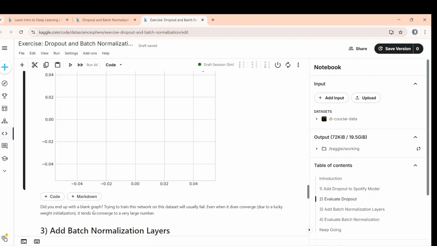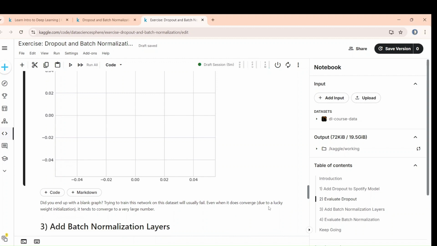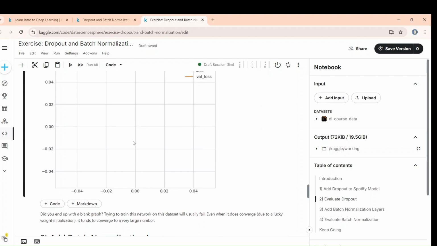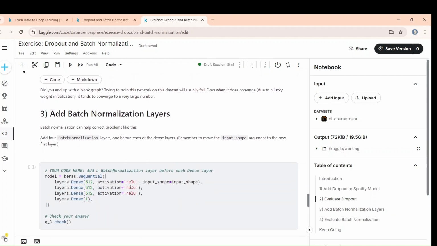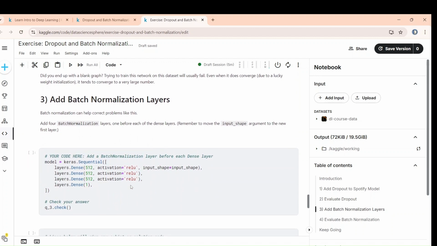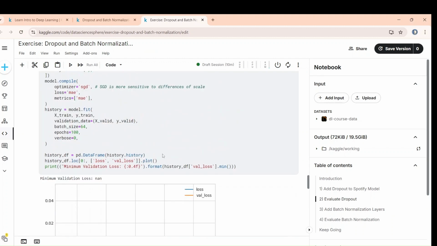Did you end up with a blank graph? Trying to train this network on this dataset will usually fail, and even when it does converge, it is due to lucky weight initialization. That means if it even converges, it tends to converge to a very large number. So what is happening? Actually, it is failing, but even if it converges due to some lucky initialization, it may converge to a very large number. So that's why we are actually failing. Now we are going to use our technique, which is batch normalization.